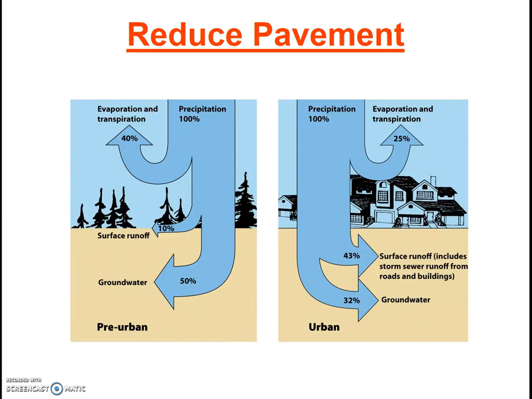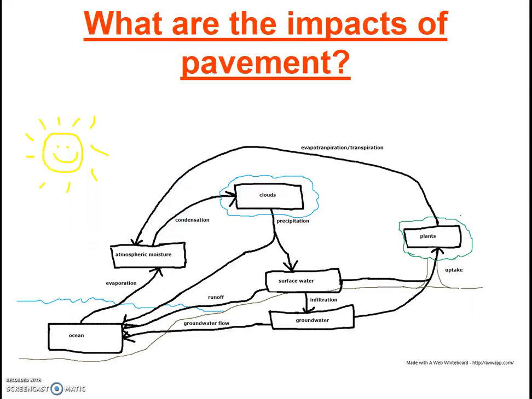Pavement, the hallmark of human development. Consider what current urban areas looked like 100 or 200 years ago. How does all this pavement, roads and sidewalks and buildings, impact the water cycle? What process is severely diminished? Consider the hydrologic cycle that we drew previously. What does pavement do? What process is diminished?